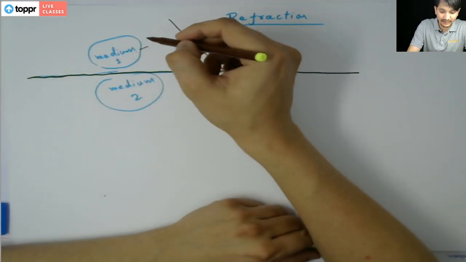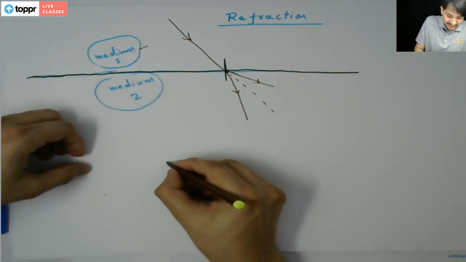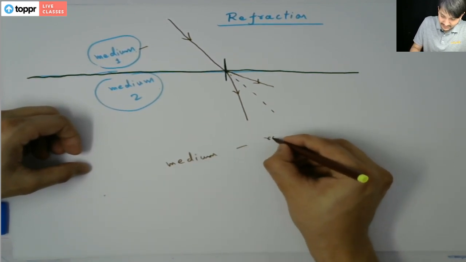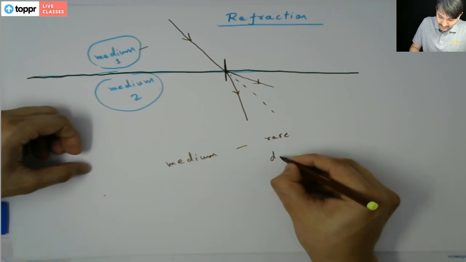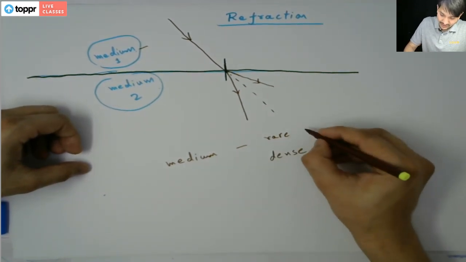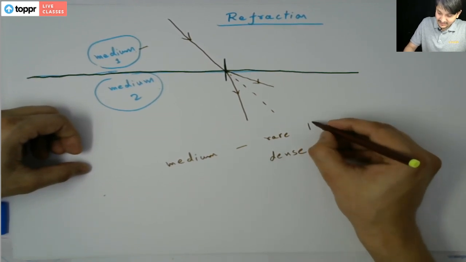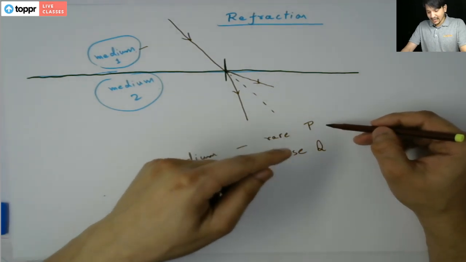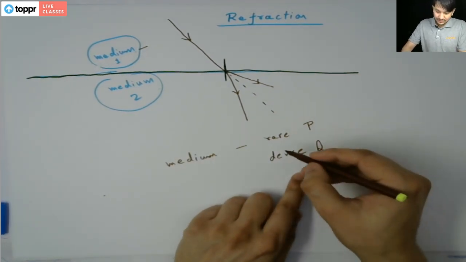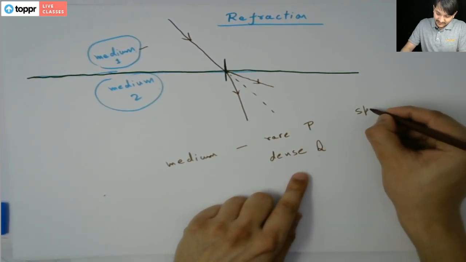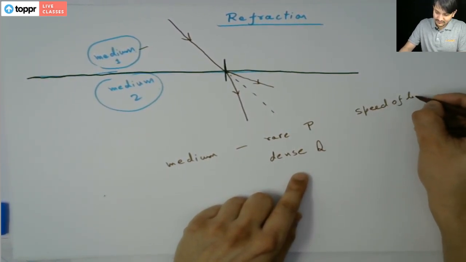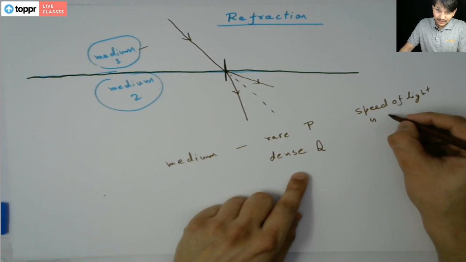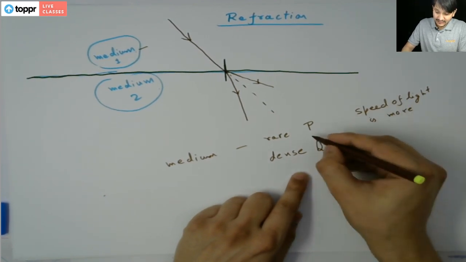In a medium, suppose one medium is rare compared to another medium which is dense. So let's consider a medium P and medium Q. So medium P is rarer as compared to medium Q. So we can say that the speed of light is more in medium P.